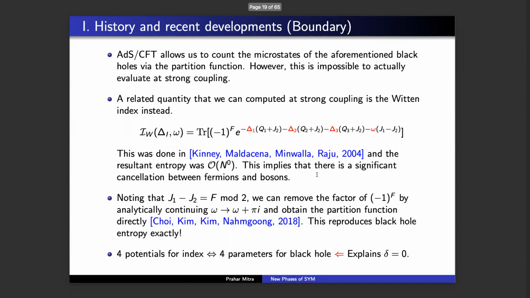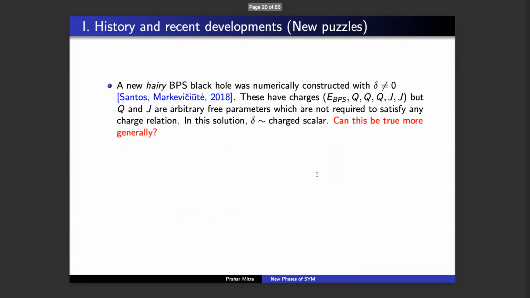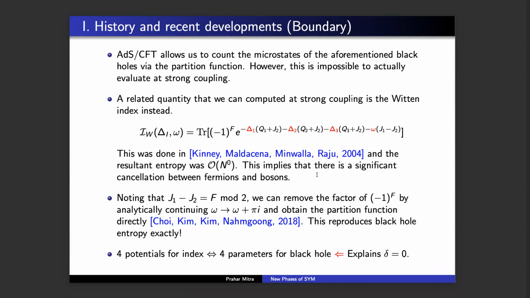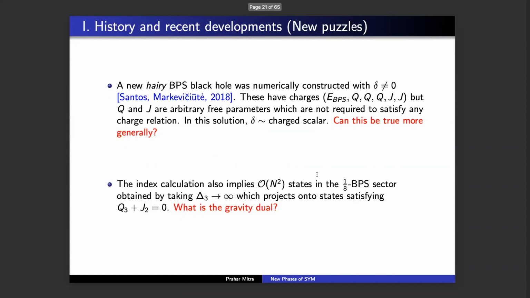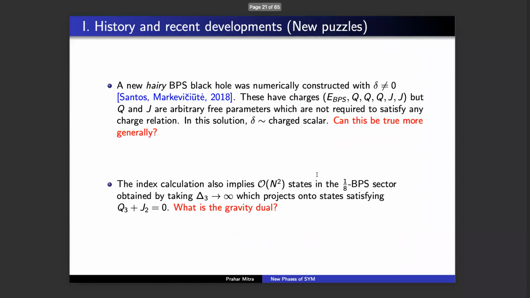Actually, this index calculation, which I just briefly mentioned to you, has another interesting feature, which we are yet to understand. There we find that there's also an order n² number of states in the 1/8 BPS sector, which you obtain by taking this index and taking a delta 3 goes to 0 limit. And in that limit, you end up projecting to a 1/8 BPS sector, and you end up finding, as the authors of this paper showed, an order n² number of states. So this actually suggests that there's a 1/8 BPS black hole as well, and that has never been found. So another interesting question is, what is the gravity dual?